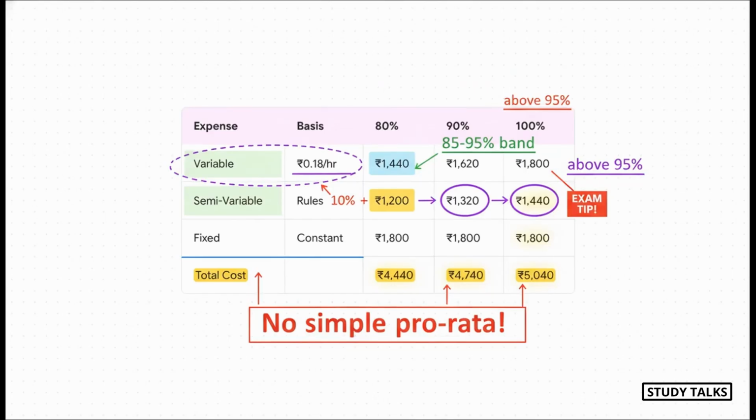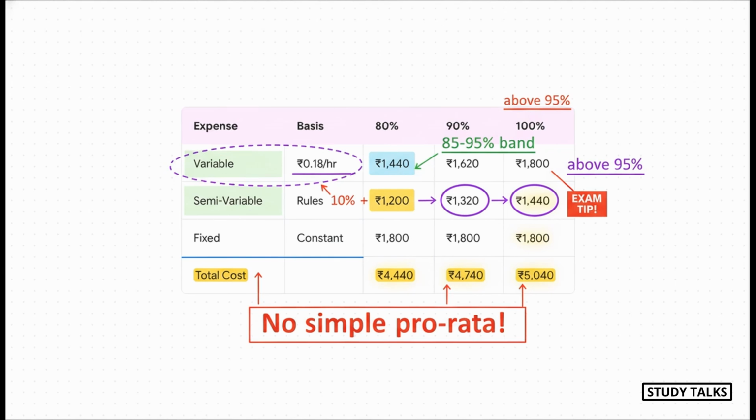And boom, here's the final answer. Let's look at that semi-variable line. At 80% capacity, no change. It's still the base of 1,200. But look at 90%. We're in that first step-up zone, so we add 10%, bringing it to 1,320. Then, at 100%, we're in the second zone, so we add 20% to the base, making it 1,440.